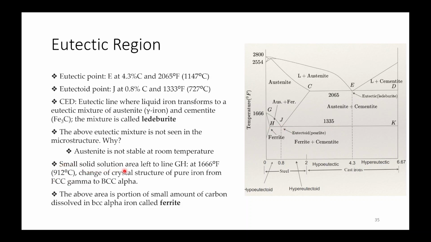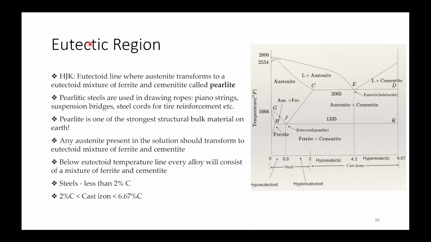Now a small solid solution area is left of line GH, and at 912 degrees Celsius the crystal structure of pure iron changes from FCC gamma to BCC alpha, and the area above is a small amount of carbon dissolved in BCC alpha iron, called the ferrite region. Now up to 2.1 percent is steel, and after this is cast iron. We will study hypoeutectoid and hypereutectoid as well.